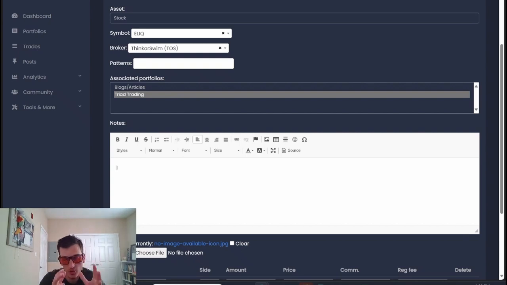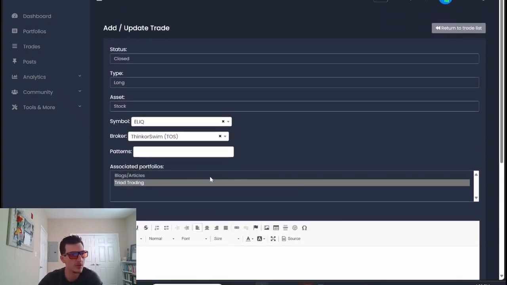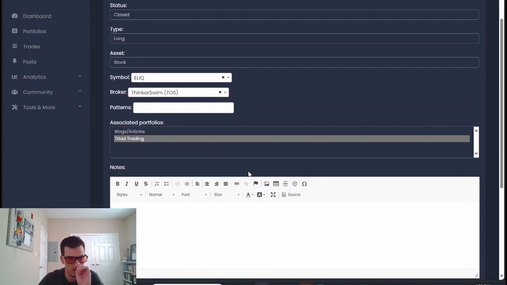You definitely want to journal your emotions, because as you start to do this more and more, you'll see a trend with the things that you struggle with, and you'll be able to be more aware of it so it doesn't affect you as much. So there are a lot of things to journal. It is very, very important to do that. Like I said, every single successful trader does this, and that's how they improve, and that's how they get to that high level of trading.